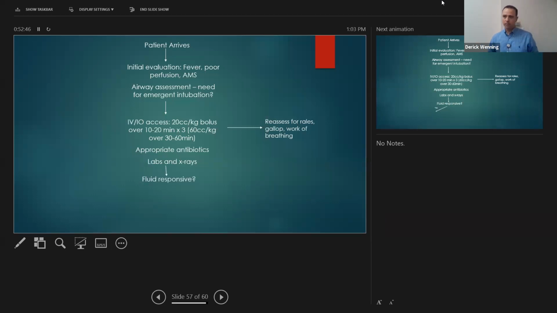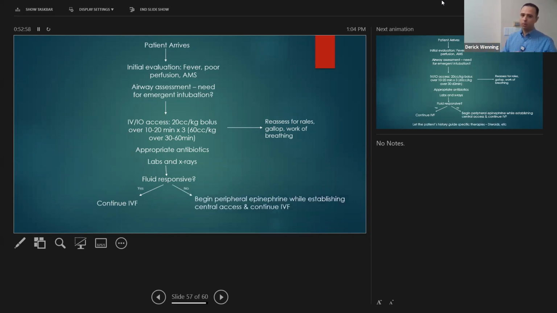Are they fluid responsive? Did you normalize? Are they still having cardiac dysfunction? If they're fluid responsive, then you continue volume resuscitation. If they're still hypotensive or showing signs of shock despite volume, you're going to start peripheral epinephrine while establishing central access.